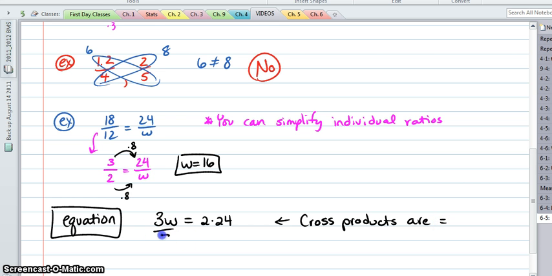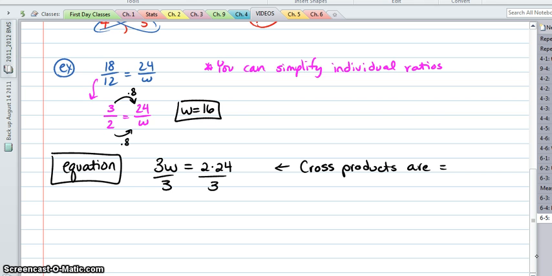We know how to solve this equation. We can divide by 3. 2 times 24 gives us 48. 48 divided by 3 will give us 16. So a few different ways to solve. Just keep your eyes open with your numbers.